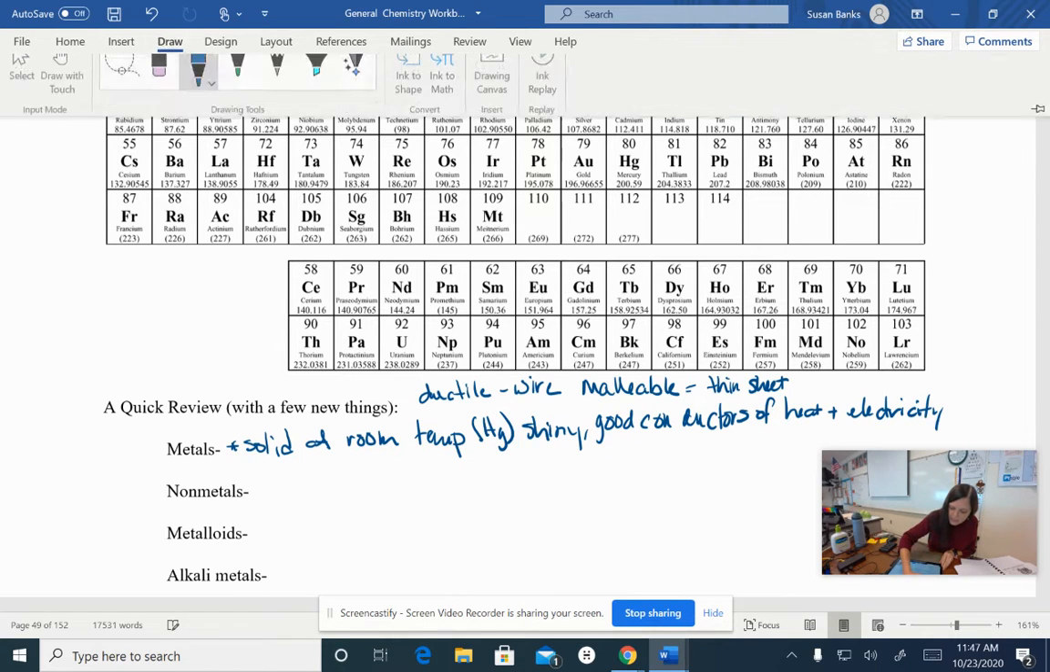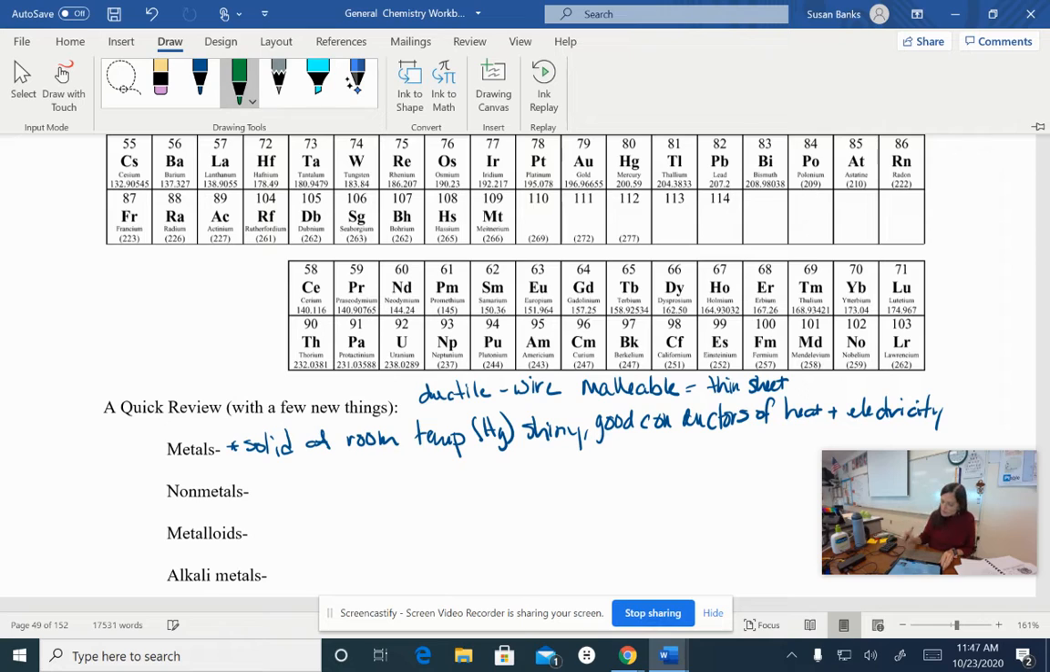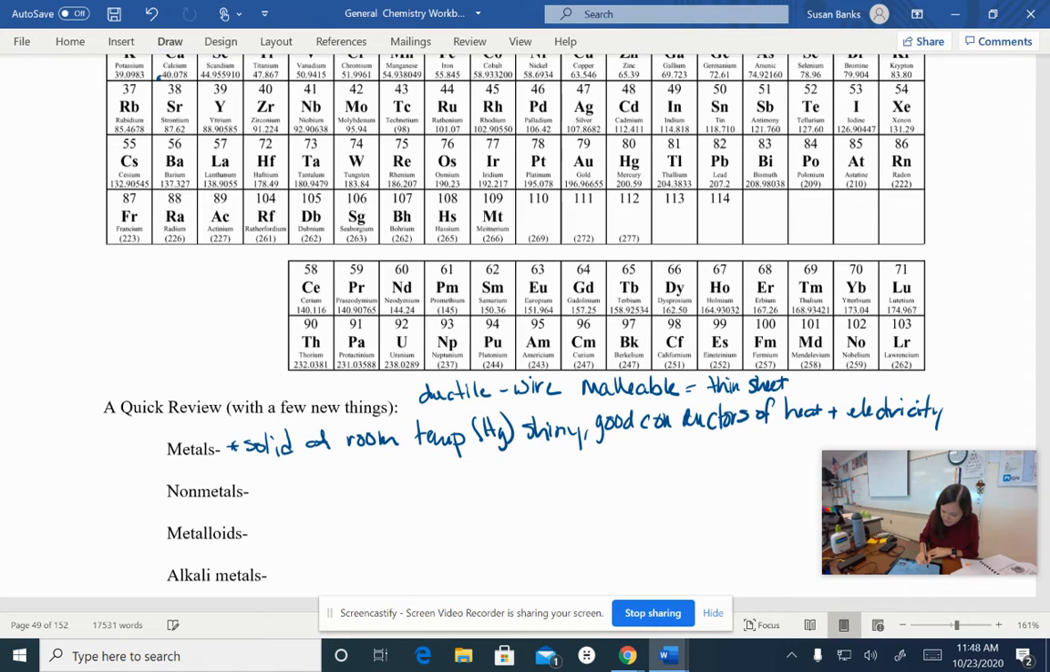Okay, the next thing we want to talk about is our nonmetals. Okay, so our nonmetals have different properties than metals. So they're almost the opposite. We have some of them being solids, some of them being liquids, and some of them being gases at room temperature. So they're all 3 states at room temperature. So we can't really categorize them this way, but they're definitely not shiny. In fact, they are dull. They are really dull. They don't have any shininess or any luster to them, and they're brittle.